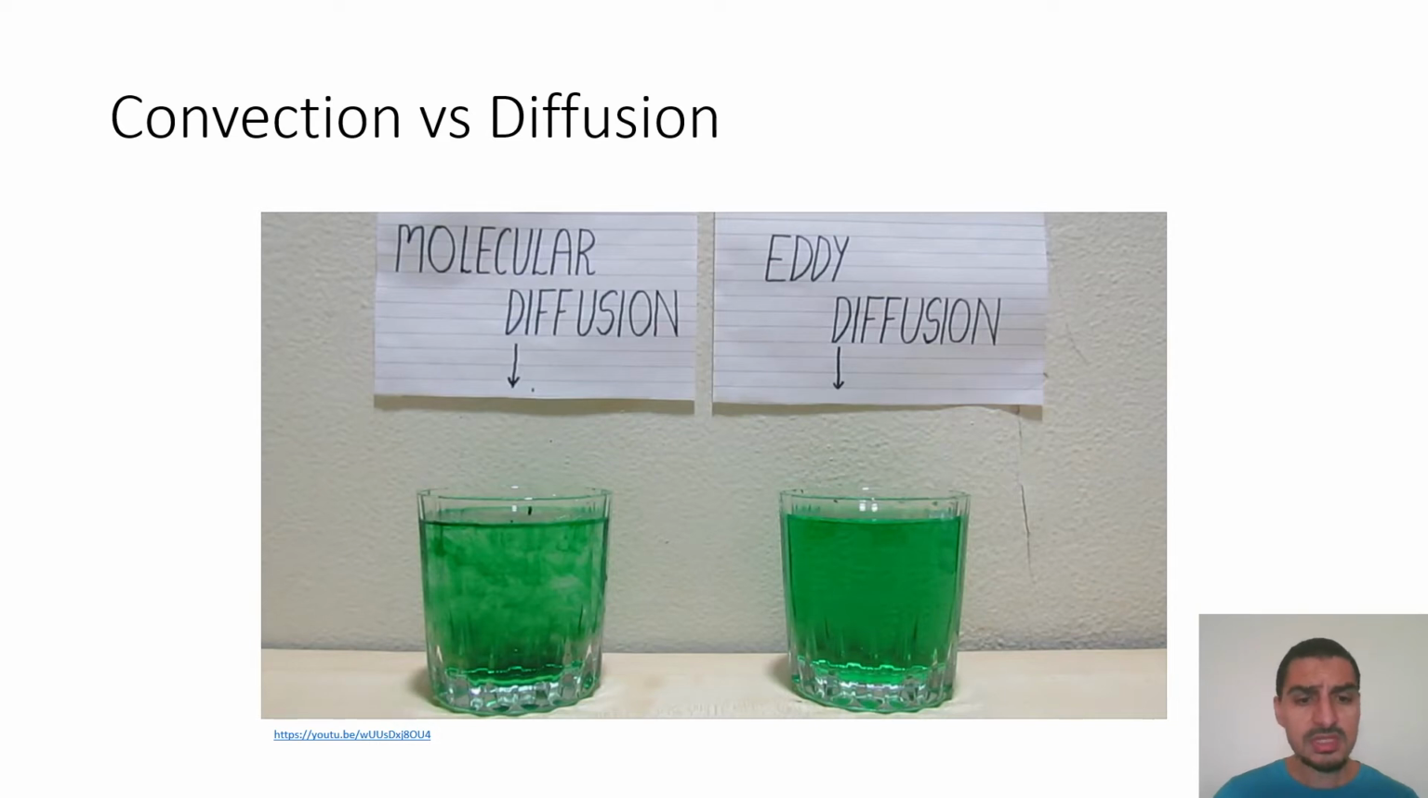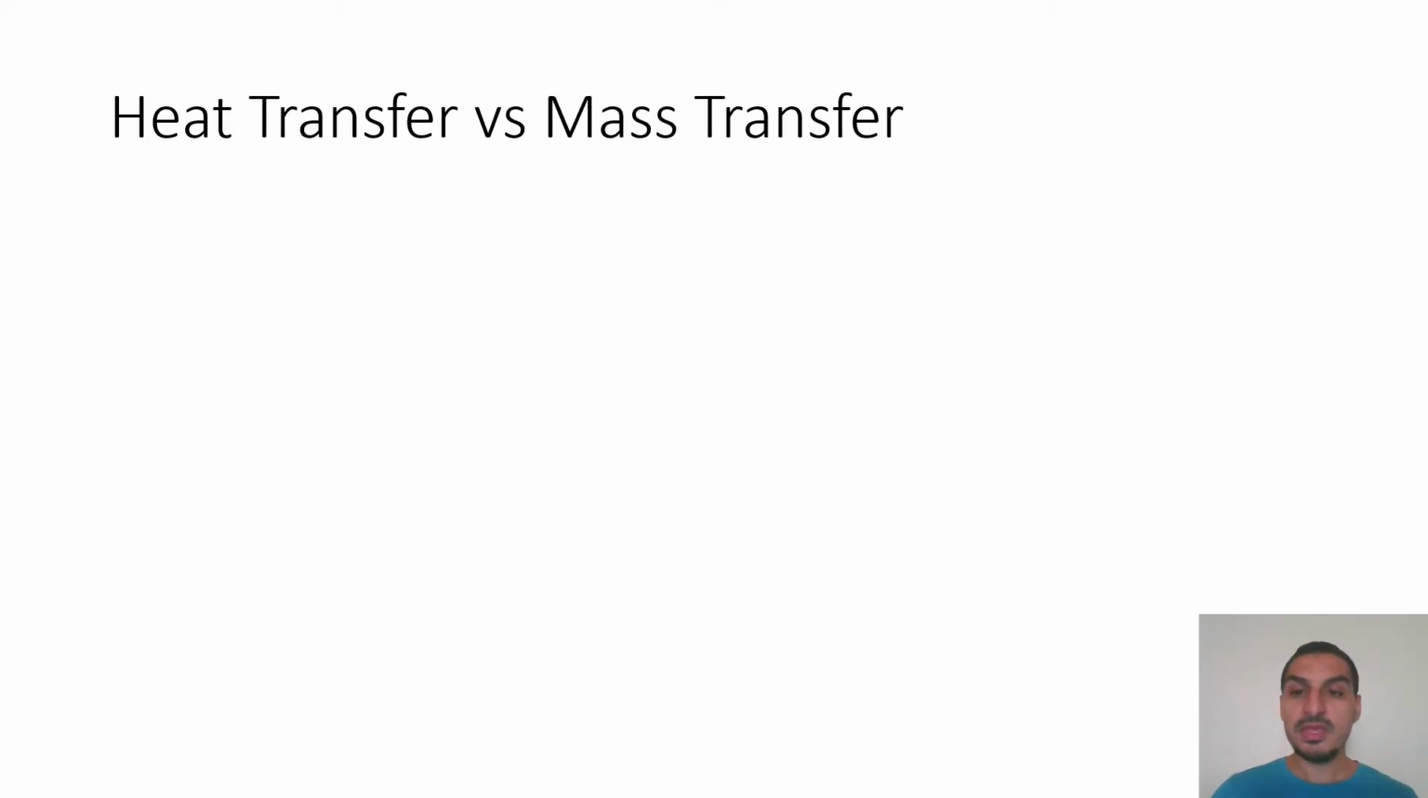So what we did is apply force on the fluid and increase the turbulence of the system, and this is what makes mass transfer faster. And this is convection. So this is the main difference between molecular diffusion and convection. And this is something that we see in both heat and mass transfer.